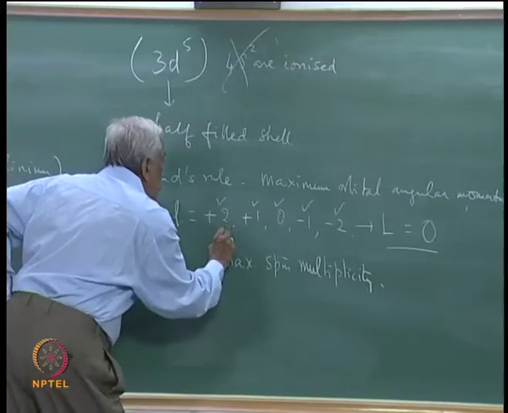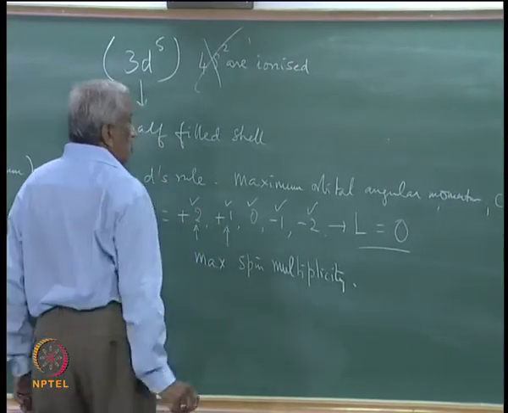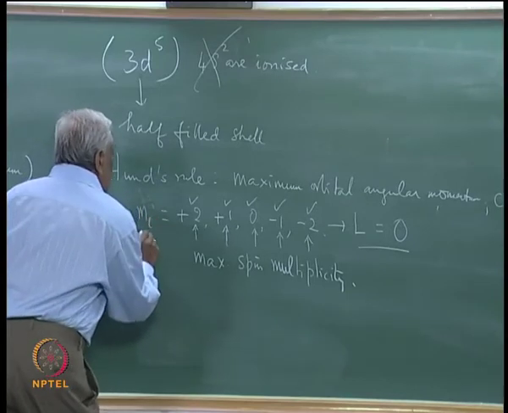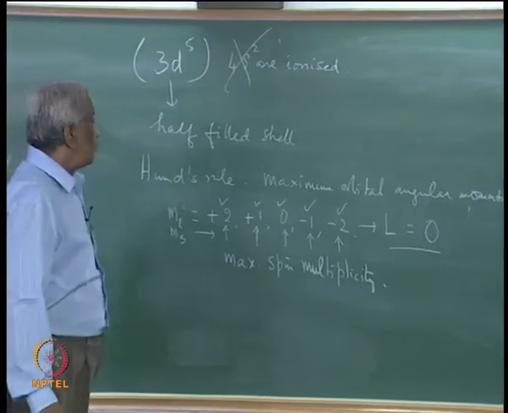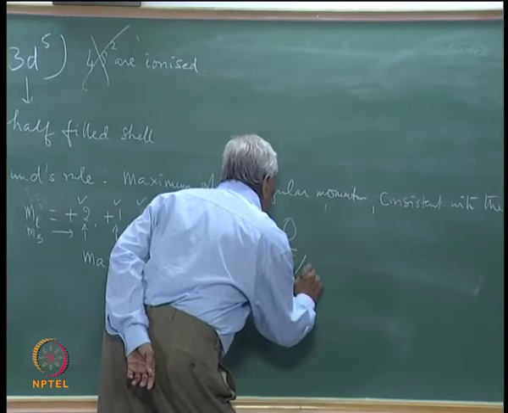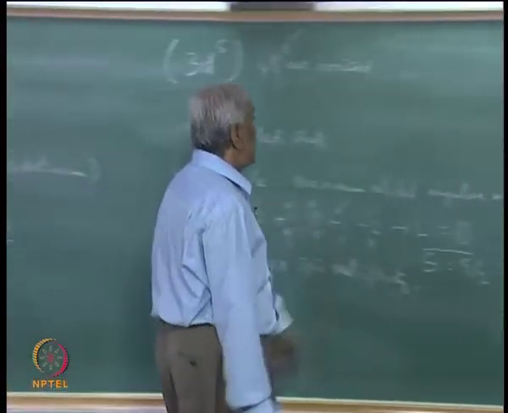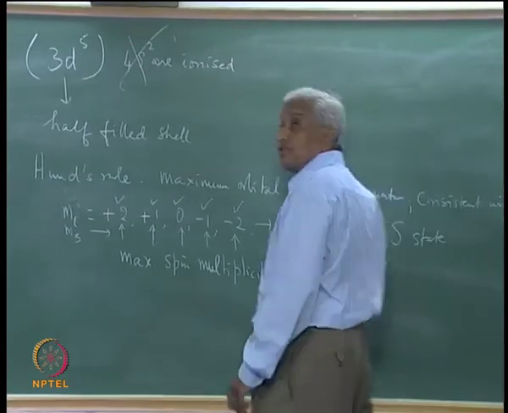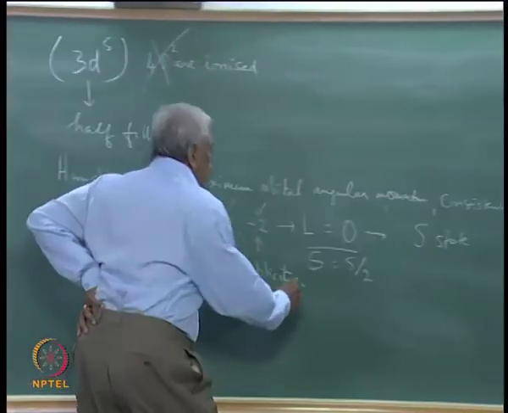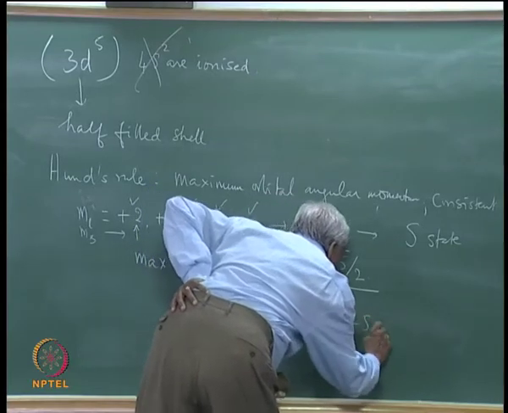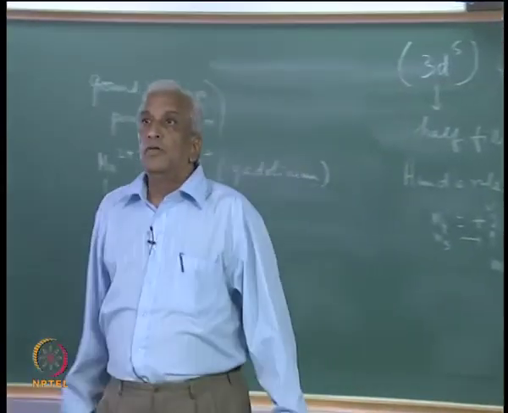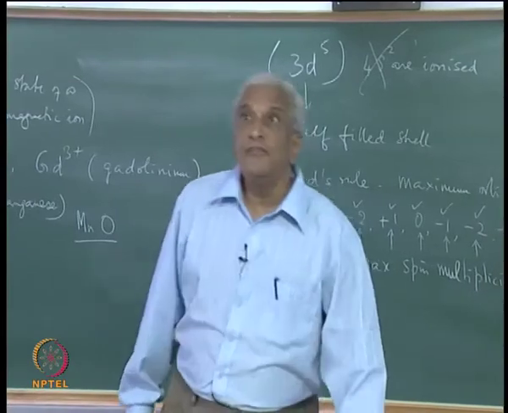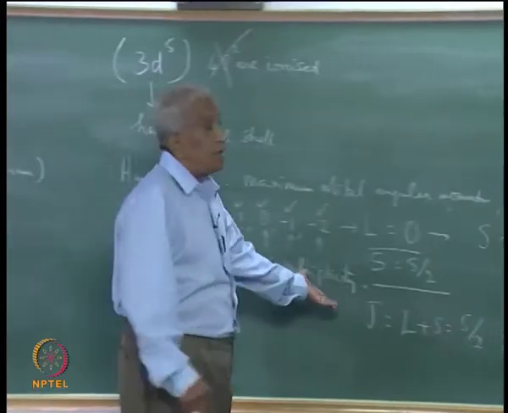In other words, we want to have spin orientation. This upward arrow corresponds to ms equal to plus half. These are the ml and these are the ms. So I have S equal to 5 by 2. So I have maximum spin, and consistent with that, I have L equal to 0, which is an S state. L equal to 0 corresponds to an S state, and J, the total angular momentum, which is L plus S, is 5 by 2. So the ground multiplet has J equal to 5 by 2. This is the ground state for the Mn 2 plus ion.